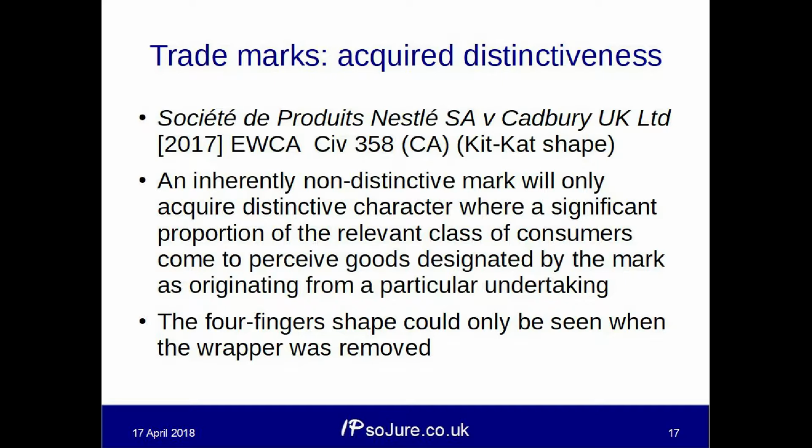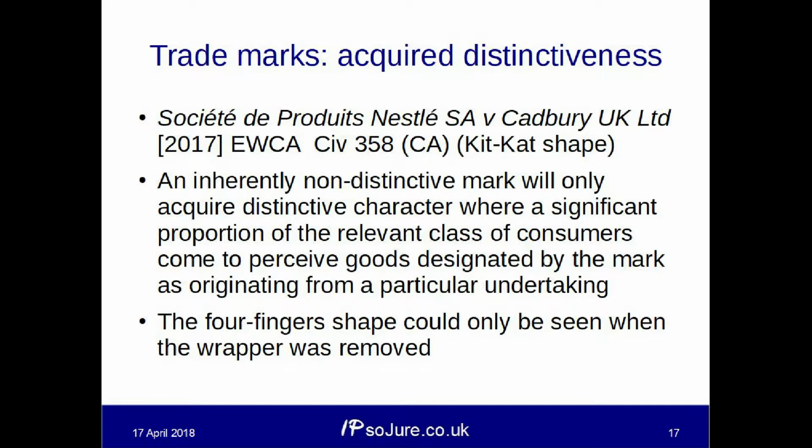An inherently non-distinctive trademark will only acquire distinctive character where a significant proportion of the relevant class of consumers come to perceive goods designated by the mark as originating from a particular undertaking. The basic purpose of a trademark is the indication of origin. So to make a non-distinctive trademark registrable, you educate the relevant class of consumers to recognize it, not just as something non-distinctive, but something which identifies you as the maker.